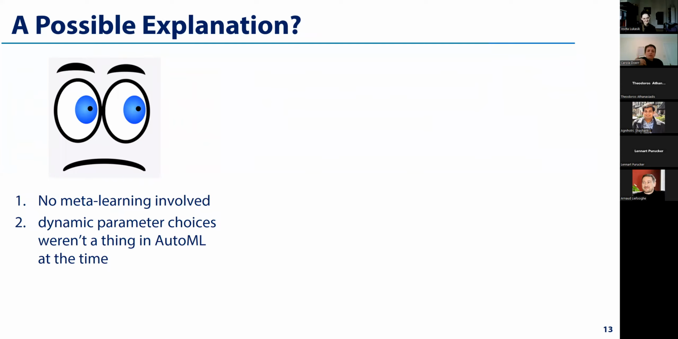First, because there was no real meta learning involved. In parameter control, what we do is we just run the algorithm, and we only look at what happens during this run in order to decide what to do next. But we don't really try to learn from similar situations. And I think this is what we want to do in machine learning: we want to use all the knowledge that we have and apply it to the new situation that we are now in. So I think this is the first reason.